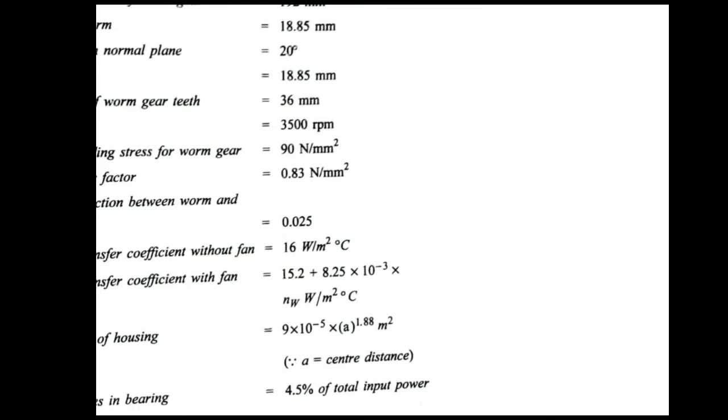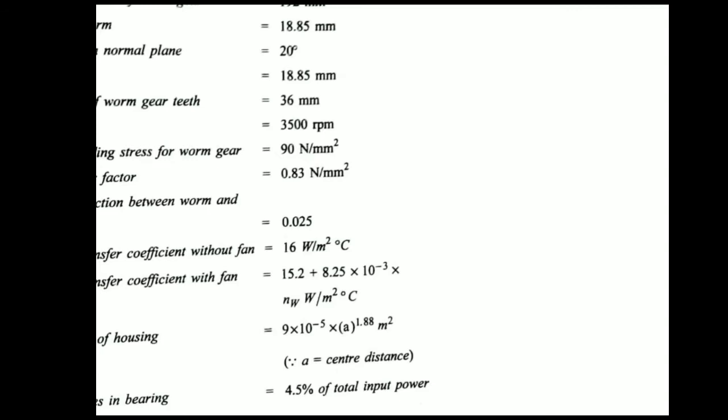This is very important, the important one in this numerical. I'll explain with fan and without fan, but just check the value. With fan: 15.2 plus 8.25 into 10 raised to minus 3 into NW, that is RPM of worm, in watt per meter square degree centigrade. Effective area they have mentioned as 9 into 10 raised to minus 3 into A raised to 1.88. Now A is nothing but the center distance, means dW plus dg divided by 2.